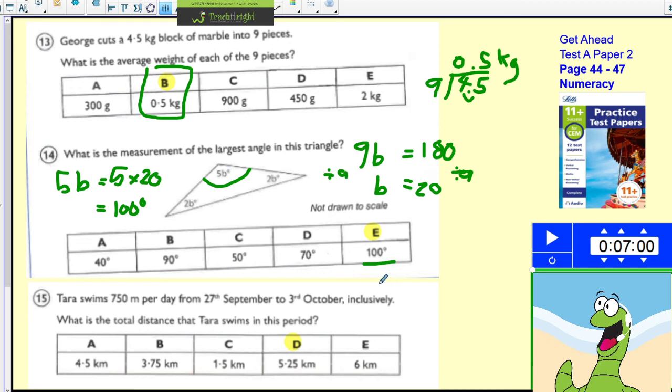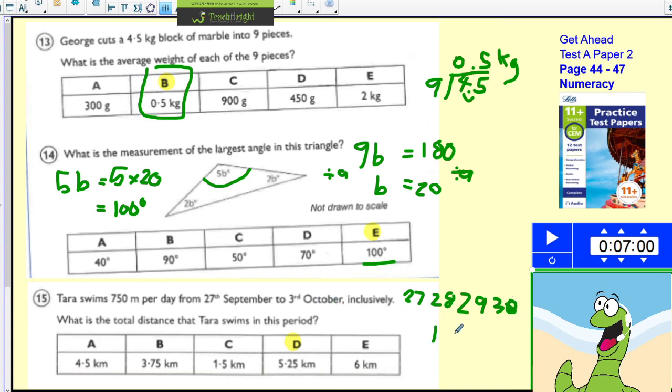Tara swims 750 metres per day from the 27th of September to the 3rd of October inclusively. What is the total distance that she swims? Remember what I say with these, it's always worth just checking. So 27th, 28th, 29th. And again, 30 days, half September, so we know to go up to 30. So that's 4 days already, 30.